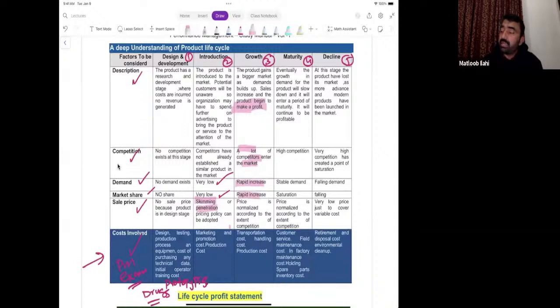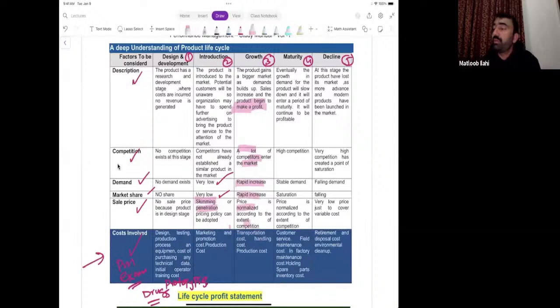So sale price is normalized because now the competition is increasing. So we need to reduce the price to make it at the level with competitors. Costs involved: transportation cost, handling cost, production cost.